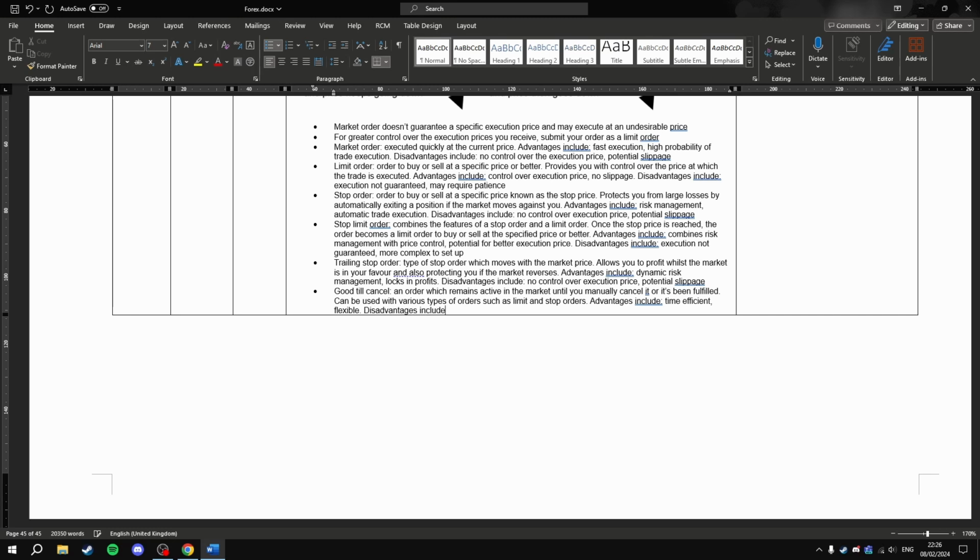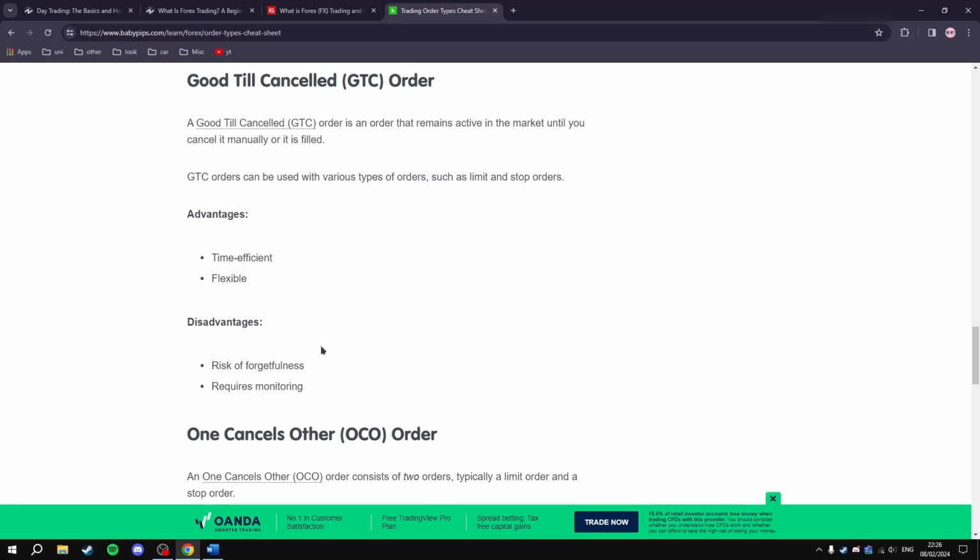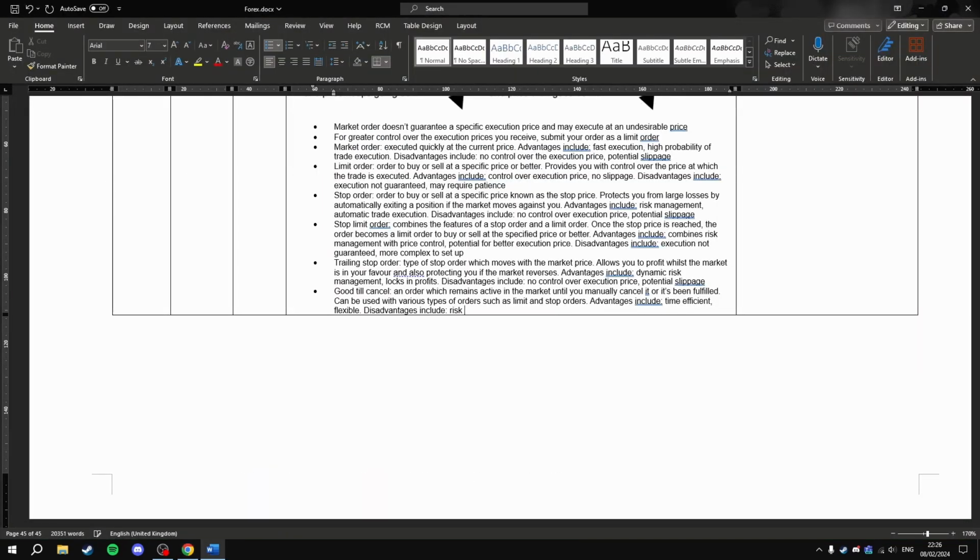Disadvantages include risk of forgetfulness, requires monitoring. Risk of forgetfulness and needs monitoring, doesn't it? Requires monitoring.